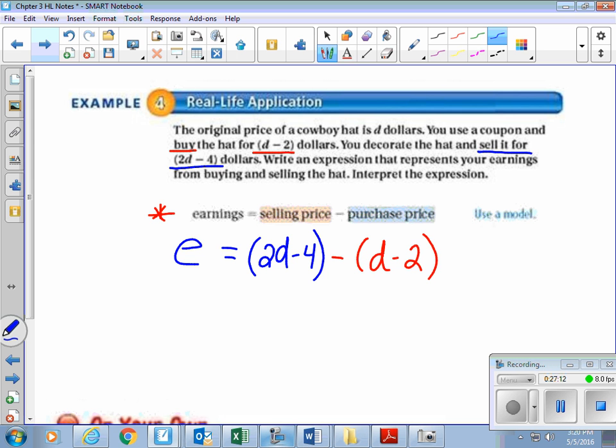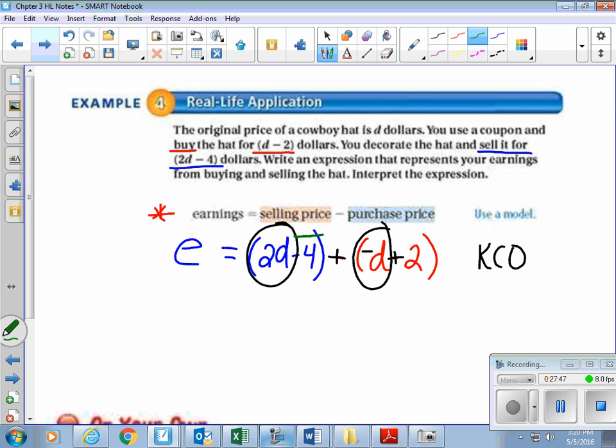So my earnings, if I look here, I have nothing to distribute. I'm going to go right to keep change opposite. So 2D minus 4 would be my keep. I'm going to change from subtraction to addition, and I have to do the opposite of that whole entire second expression. The opposite of D is negative D. The opposite of negative 2 would be positive 2. I can now look for my like terms. I'm going to put a circle around 2D and negative D.